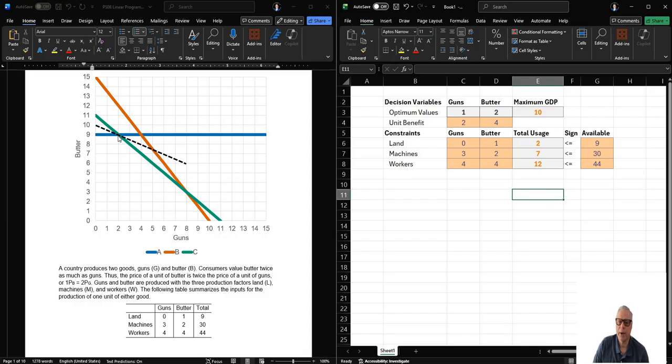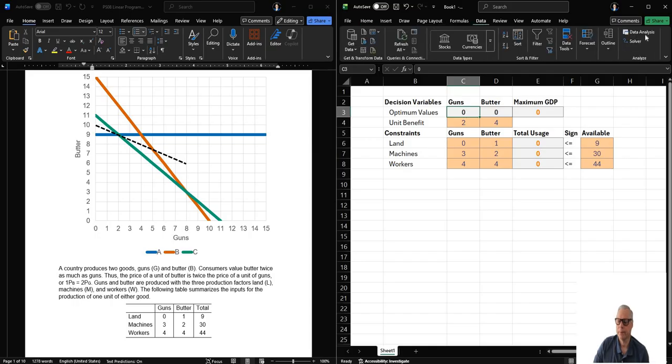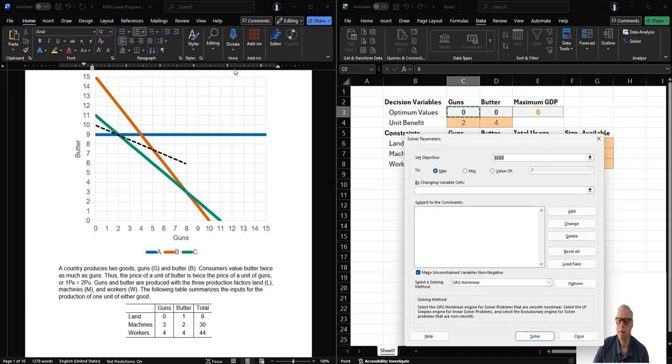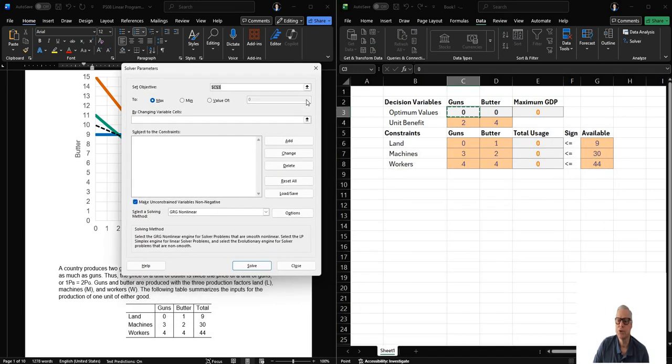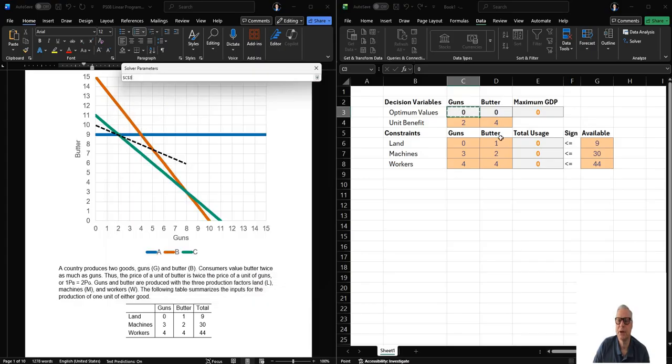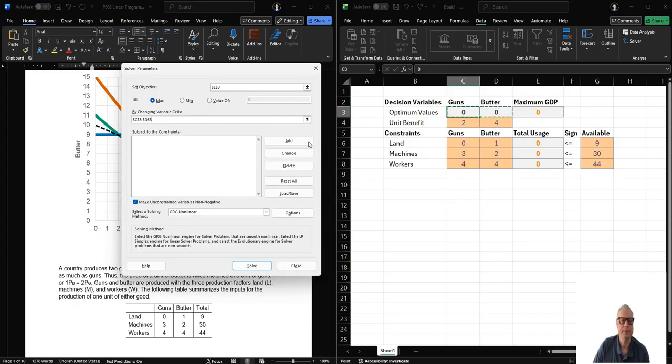And so now if we run it, we should actually get the result 9 and 2. But I initialize everything again to 0 first. And then we go to data, and then solver. Okay, so I want to maximize GDP, which is in my case cell E3, by changing cell C3 and D3.